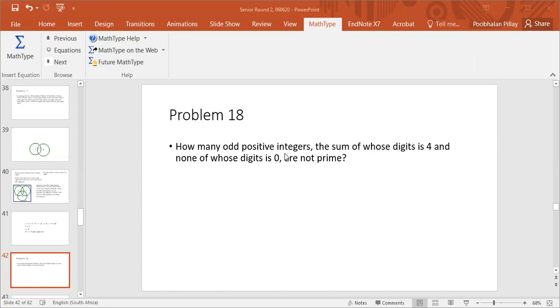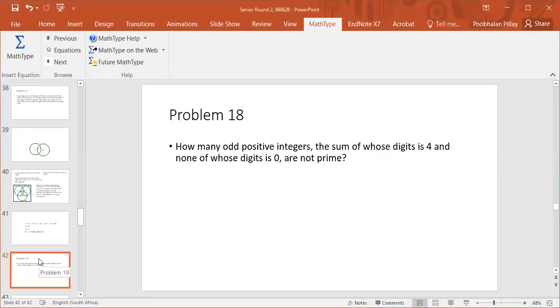They are positive integers, so it could be anything like 10 million or whatever, that's a positive integer. But when you add the digits, you're going to get 4. And none of those digits is 0. So you're going to have positive numbers which add up to 4, and they have to be odd numbers. That means the last digit will have to be odd. And finally, those numbers should not be prime. They must be composite numbers. You must have factors for them. And the question is, how many such numbers are there?